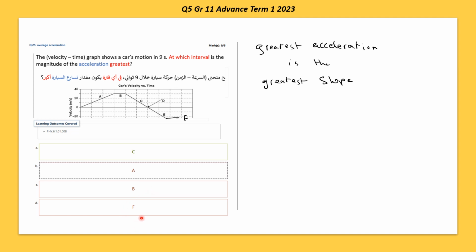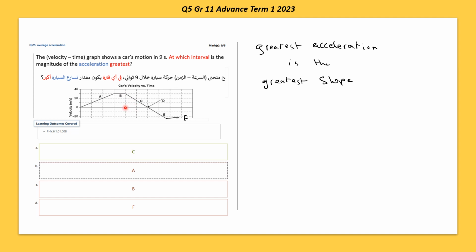So B and F are not correct. Why? Because you can see here the line is straight, there is no slope here, B and F. So of course B and F are wrong. So we still have C and A. We need to choose between them. So we need to compare line A and line C.